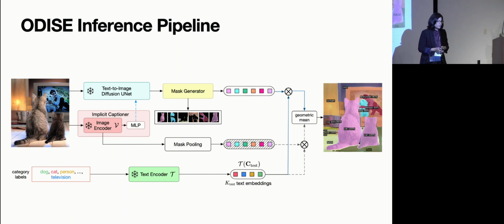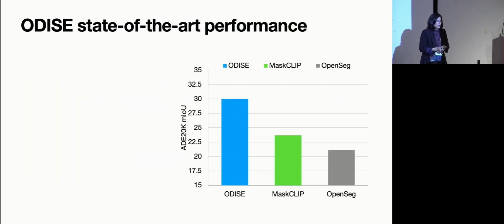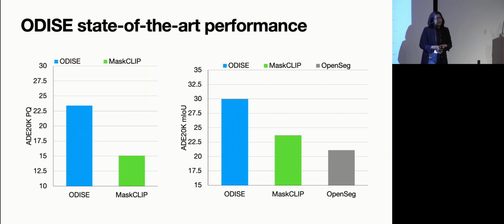So here are some results. How did we do in terms of accuracy? We published this work at CVPR 2023, and I think as some speakers previously pointed out, that already seems like a really long time has passed, although it's just a couple of months back. But at the time, we outperformed both MaskCLIP as well as OpenSeg, which were the two competing methods at the time, by a significant margin on the ADE20K panoptic segmentation dataset.